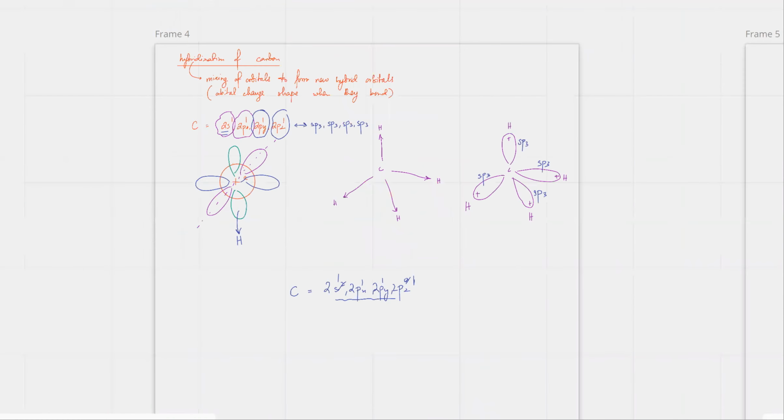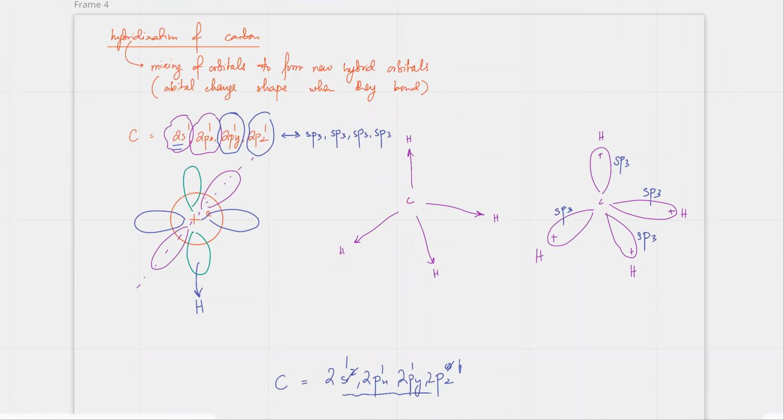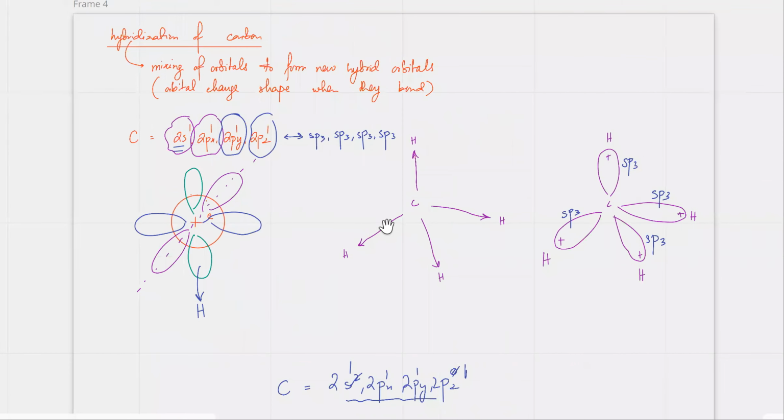So we had started talking about carbon atom, and hybridization is only for carbon in your syllabus. You're going to study the hybridization of carbon atom only. So the carbon has four electrons, in the 2s, the 2px, 2py, and the 2pz. Each one of them has one electron each in each of the orbitals.